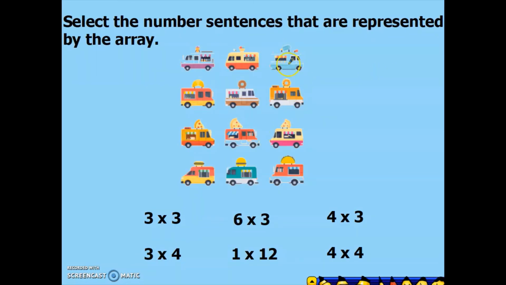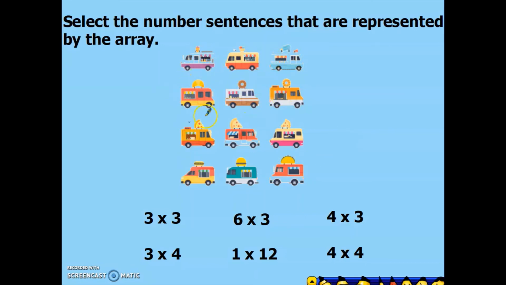Have a look at this array here. Which number sentences, which multiplications are represented by the array? So to work this out, we need to count the rows and columns. 1, 2, 3. All our groups are equal.